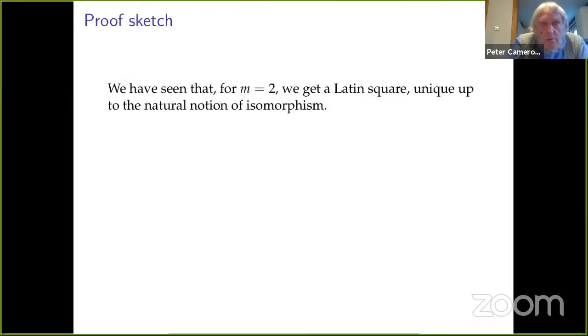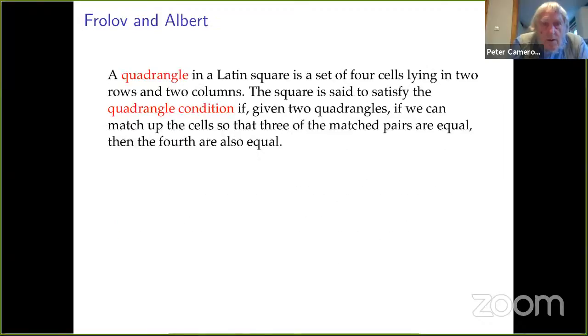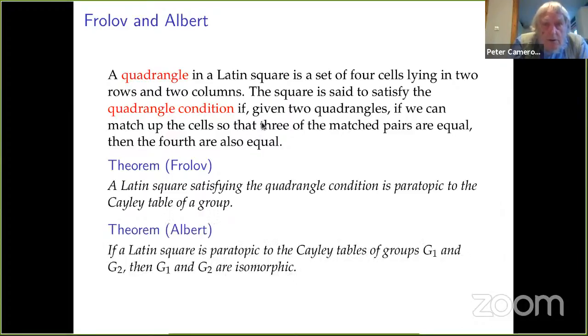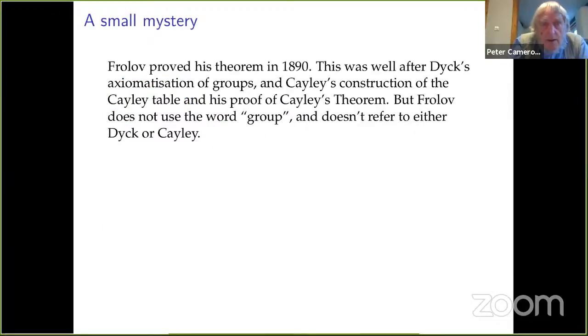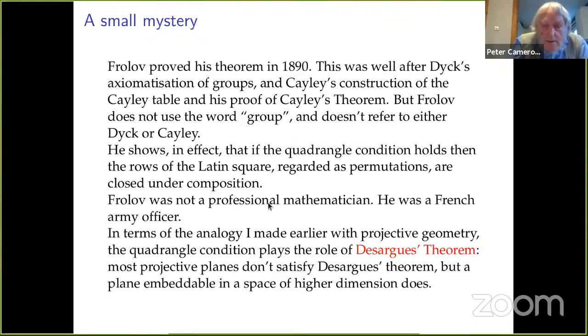Time is running away with me, so I haven't really got time to even give you a sketch of the proof. I'll just say that I'll make the slides available, and if you're interested in the result that plays the role of Desargues' theorem, it's this theorem of Frolov, involving something called the quadrangle condition, which I haven't time to tell you about here. Frolov was not a mathematician, and apparently he knew no group theory, but he managed to prove this theorem, which is a key to our proof.